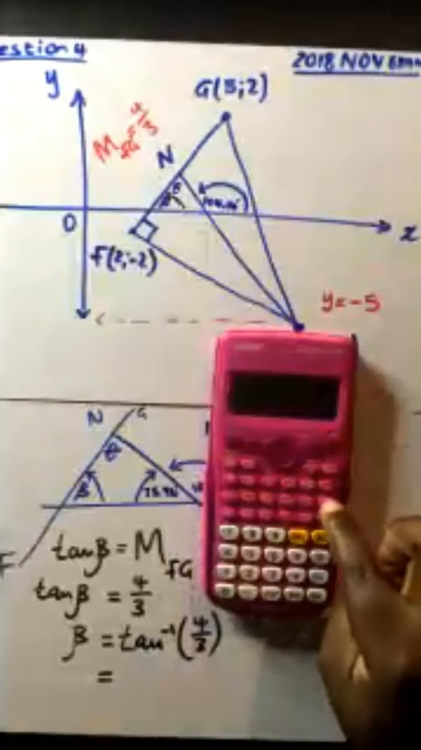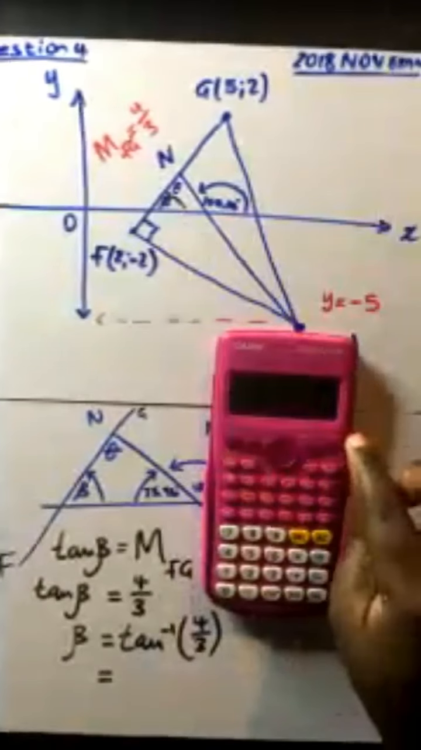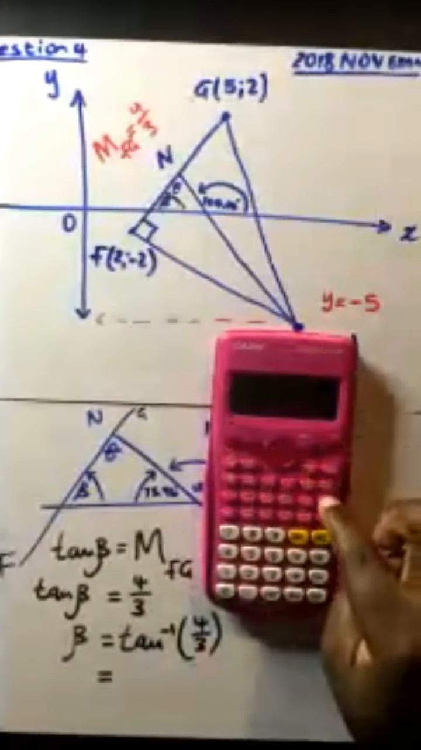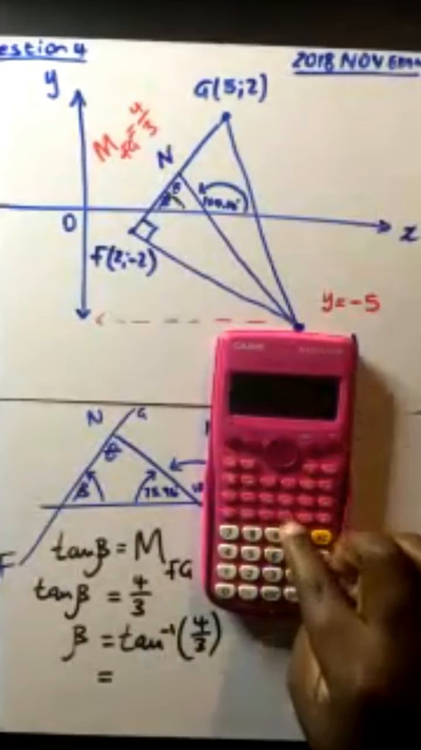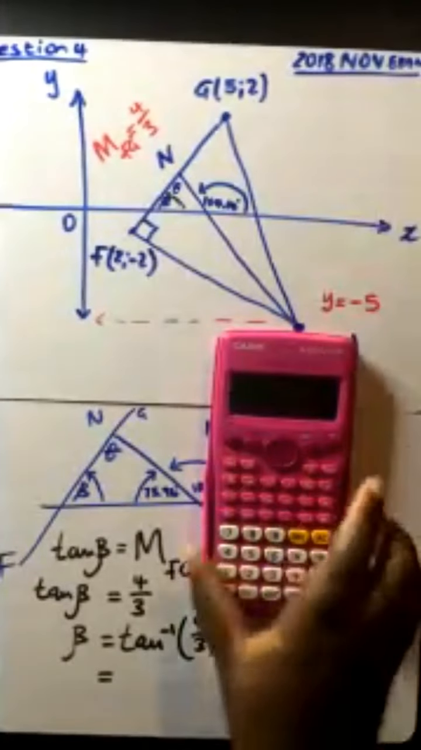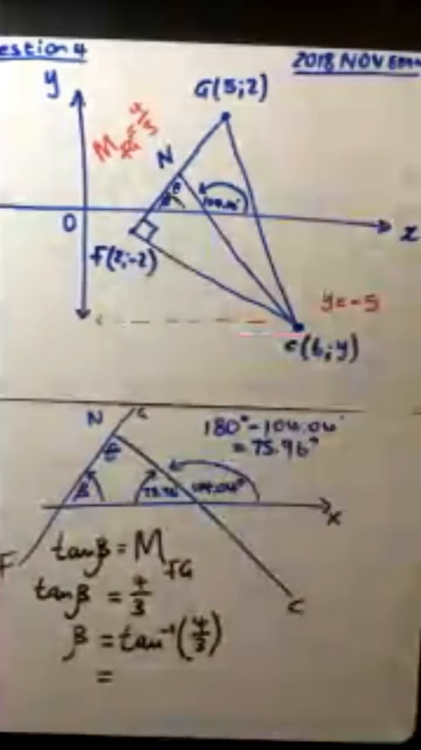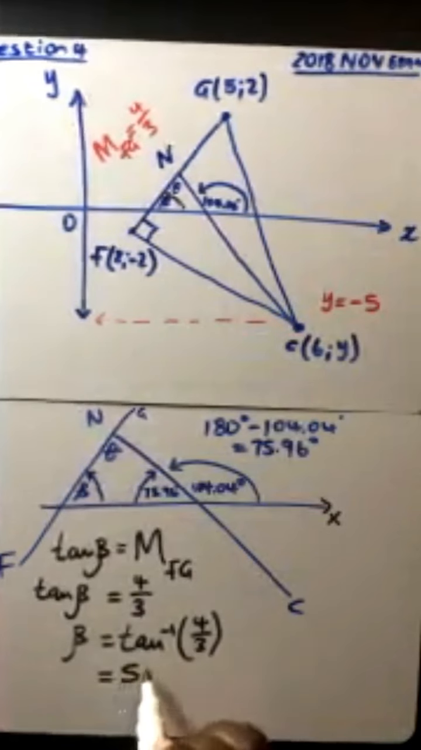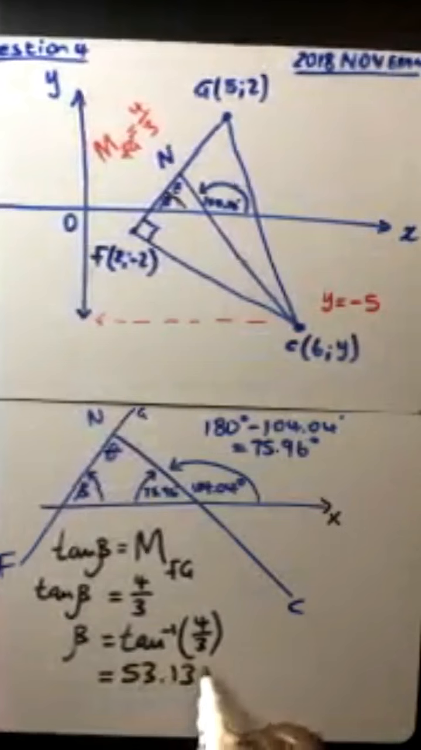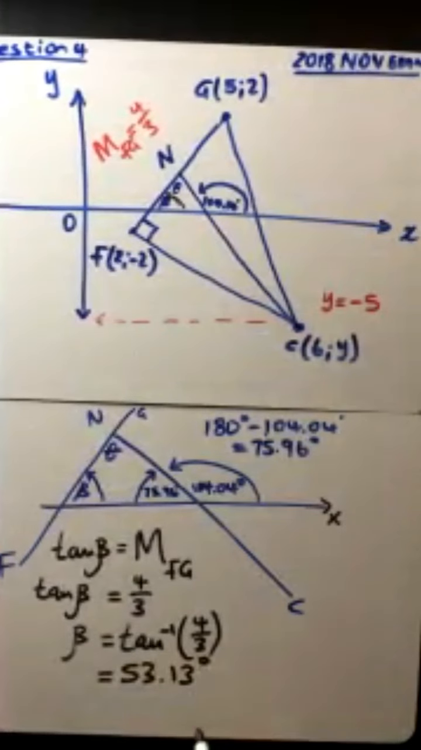Let's see that second function, 3 divided by 4 divided by 3. Guys, I'm getting an answer which I'm not sure you are getting. I got 53,13. 53,13. Remember degrees, because it's an angle.